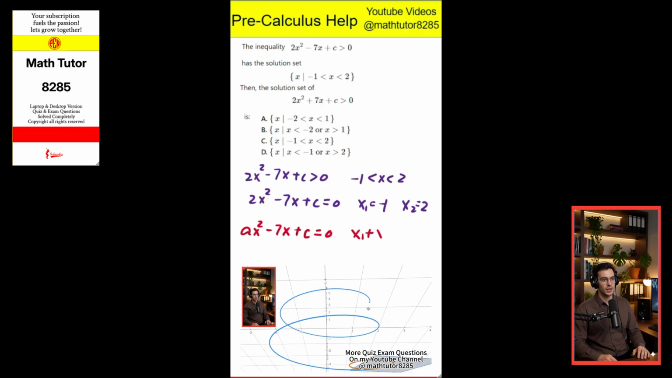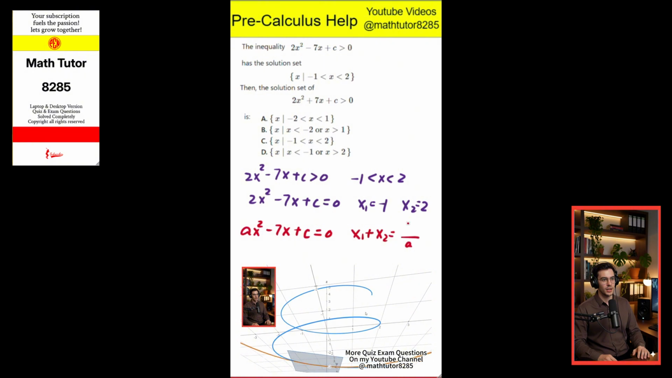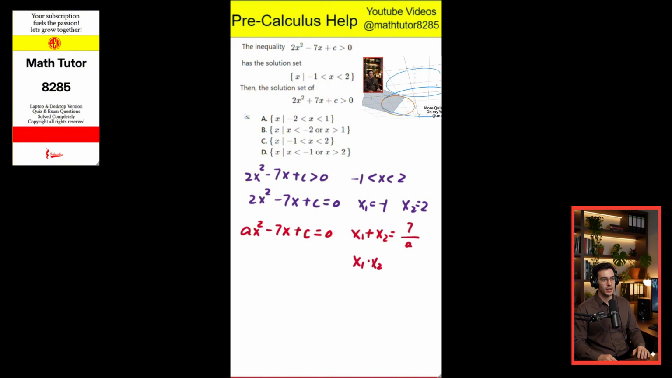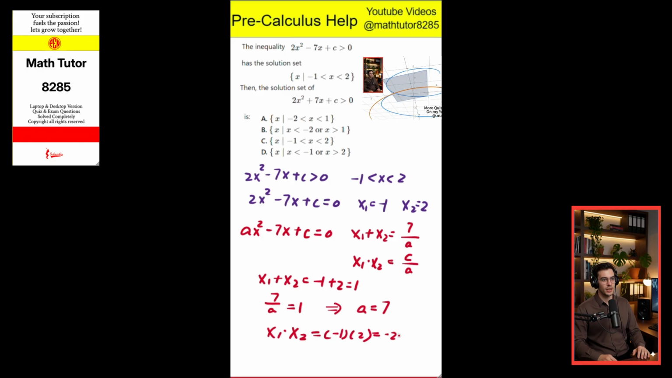For a quadratic of the form ax squared minus 7x plus c equals 0, the sum of the 2 roots equals 7 divided by a, and the product of the 2 roots equals c divided by a. Substitute the 2 roots, -1 and 2. Their sum is 1, and their product is -2. So 7 divided by a equals 1, giving a equals 7. Then, c divided by a equals -2, so c equals -14.